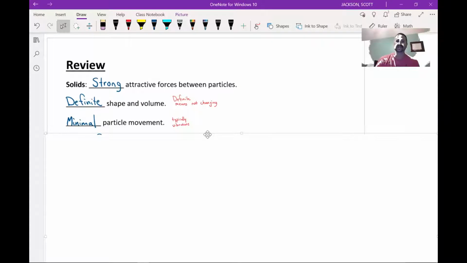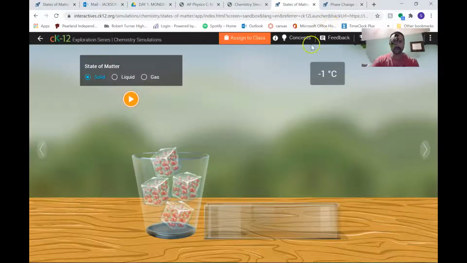Also, the particle movement is minimal. Typically, those particles are just vibrating. You can't really see that. Let me show you a simulation of what this looks like.